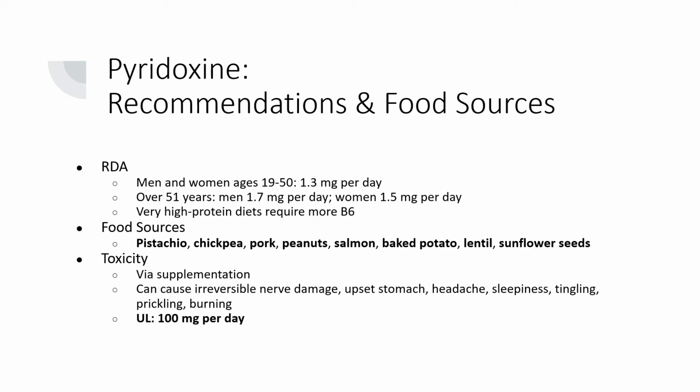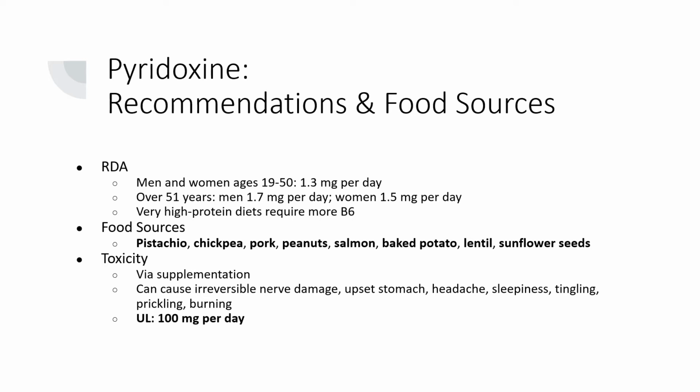Dietary recommendations for pyridoxine for men and women, for adults, technically 1.3 milligrams per day. And then as we age, that requirement goes up a little bit for men and a little bit for women as well. Because pyridoxine plays a really big role in amino acid metabolism, diets that are very high in protein tend to require more B6. Again, partly related to the elevated homocysteine levels that we see from high meat consumption.